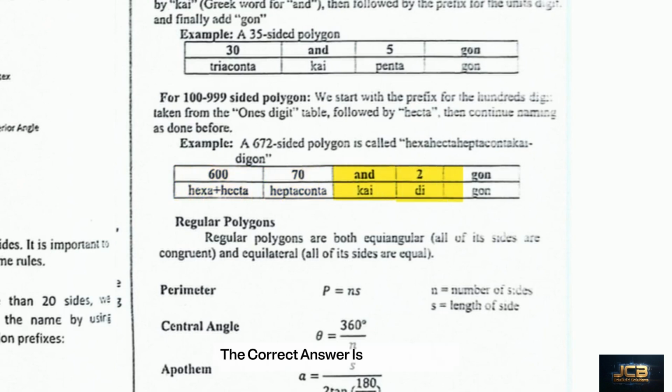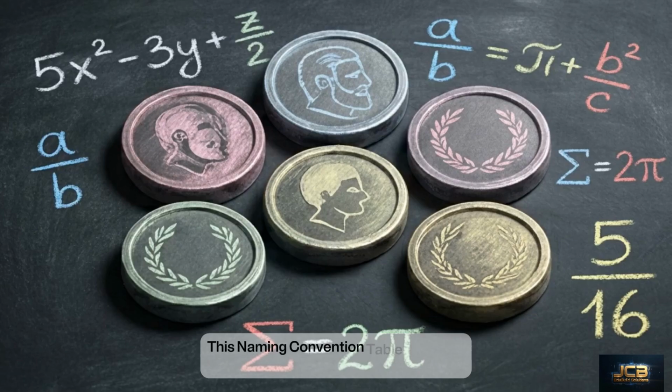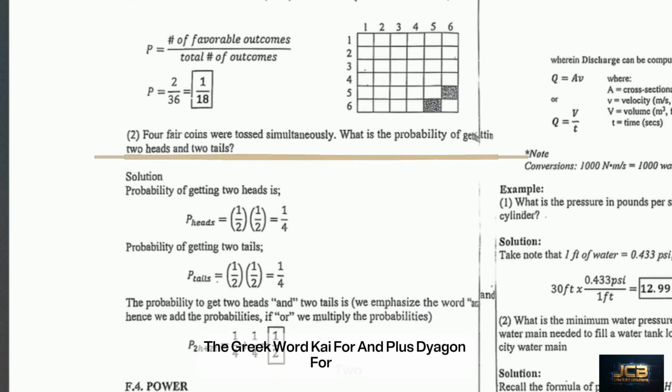The correct answer is A, hexahectaheptacontacytagon. This naming convention table provides the structure for shapes this large. We combine the prefixes hexahecta for 600, heptaconta for 70, the Greek word chi for and, plus digon for 2.